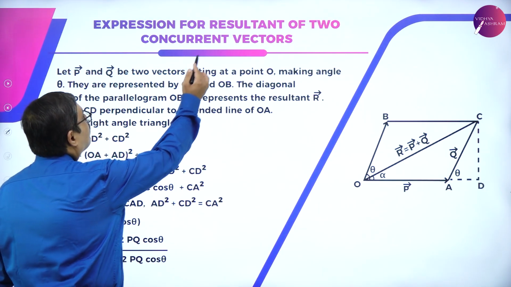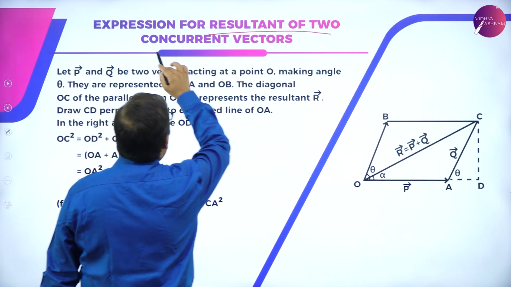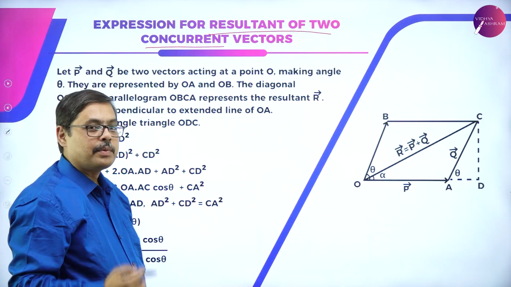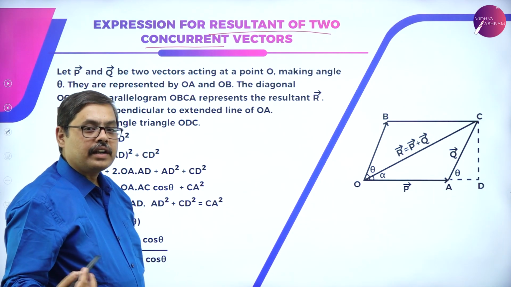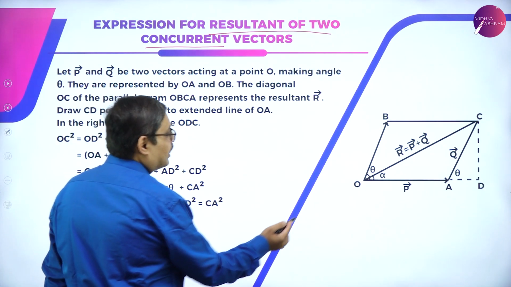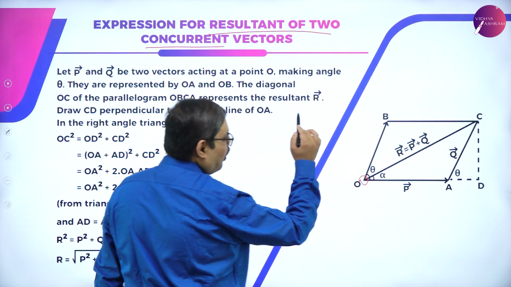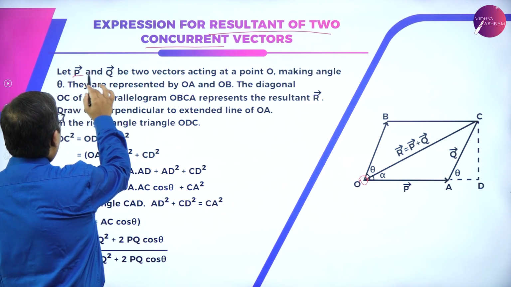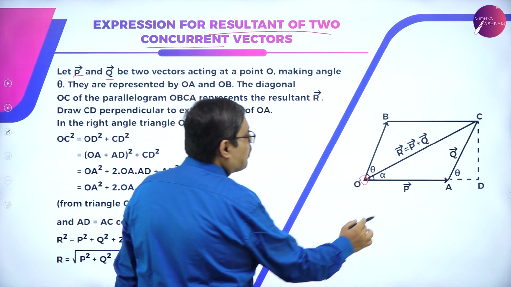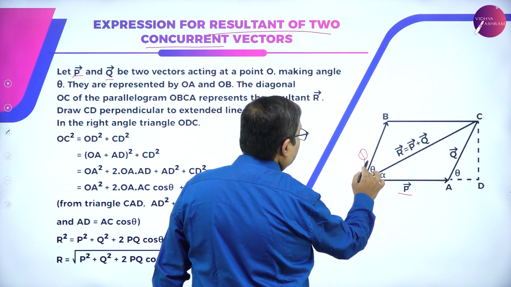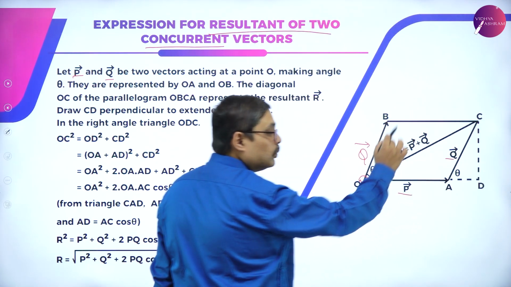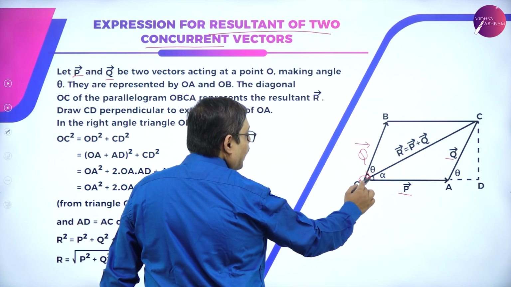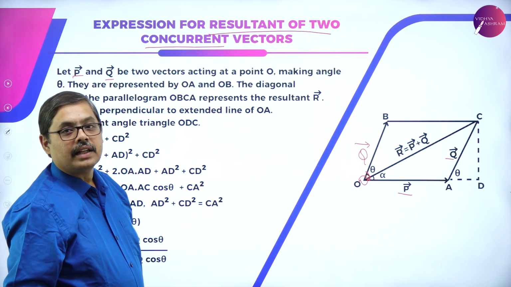Let us try to find the resultant of two vectors which are concurrent in nature. What are concurrent vectors? We studied in the previous class that any two vectors which have the same initial point, or which start from the same point, are called concurrent vectors. Let P and Q be two vectors acting at a point O. I have got two vectors, vector P and vector Q. They are acting at a point O and they are acting at an angle of theta in between each other.